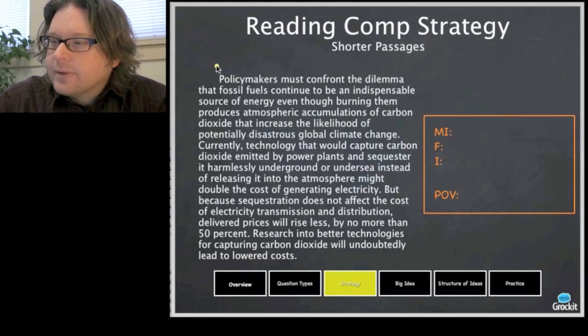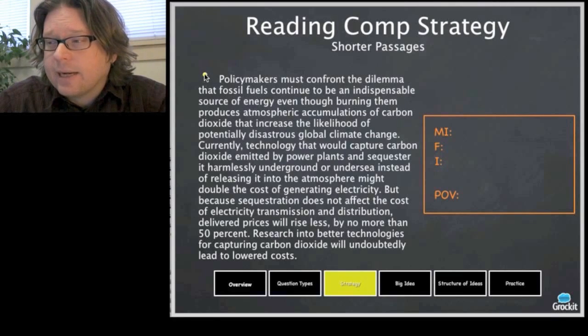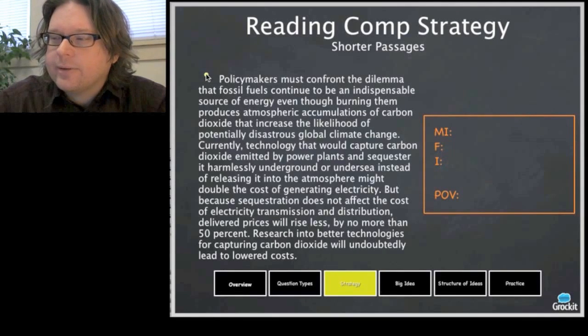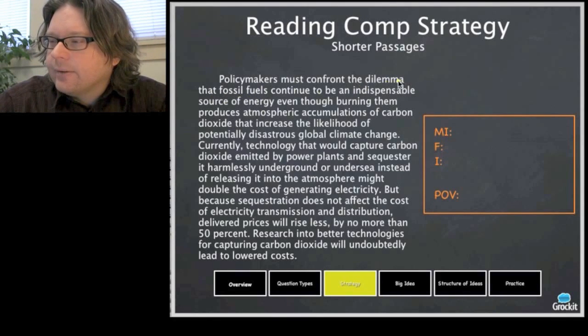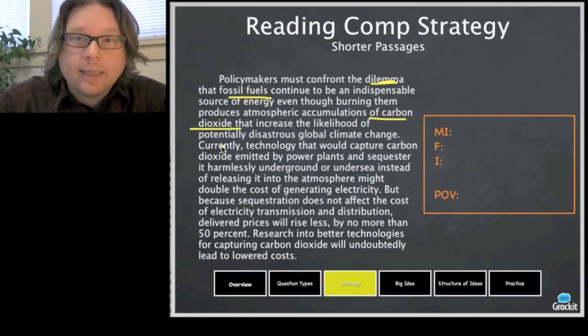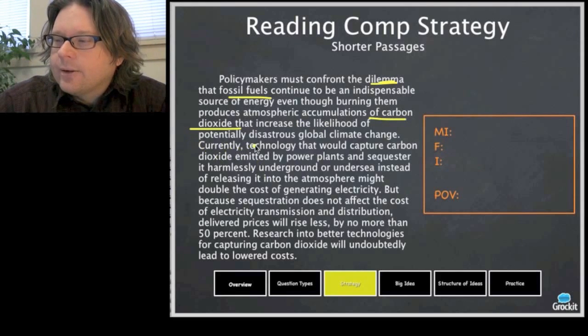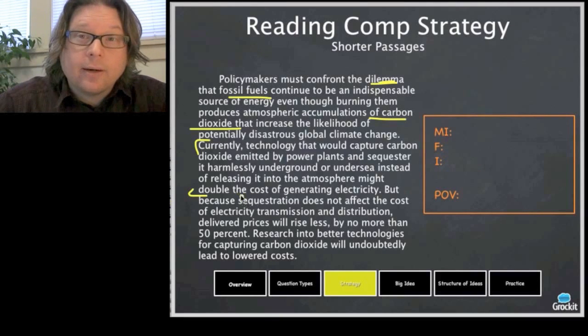So policymakers must confront the dilemma that fossil fuels continue to be an indispensable source of energy, even though burning them produces atmospheric accumulations of carbon dioxide that increase the likelihood of potentially disastrous global climate change. So there seems to be something about a dilemma with fossil fuels, and maybe something about carbon dioxide, because I can see in the next sentence that it says, currently technology that would capture carbon dioxide emitted by power plants and sequester it harmlessly underground or undersea instead of releasing it into the atmosphere might double the cost of generating electricity. So there's this thing about technology here and sequestering carbon.